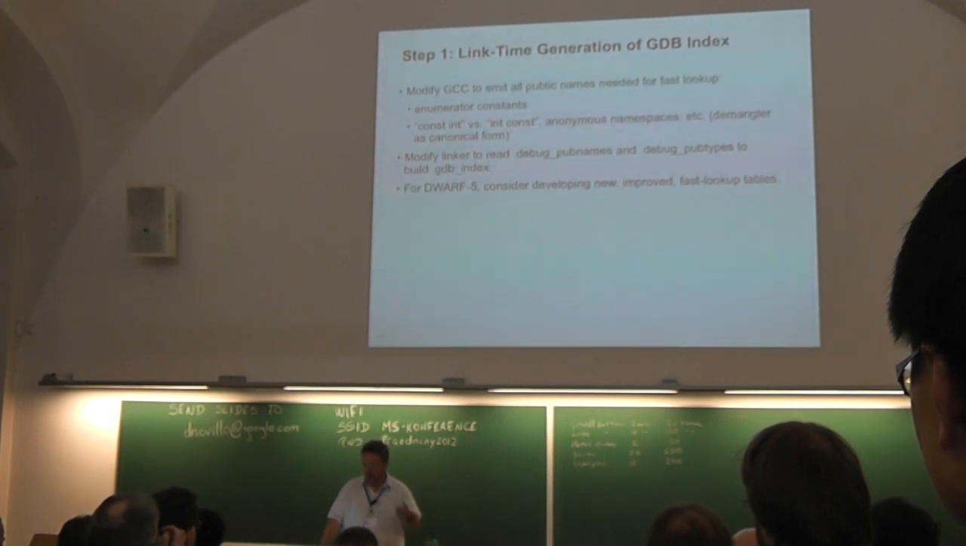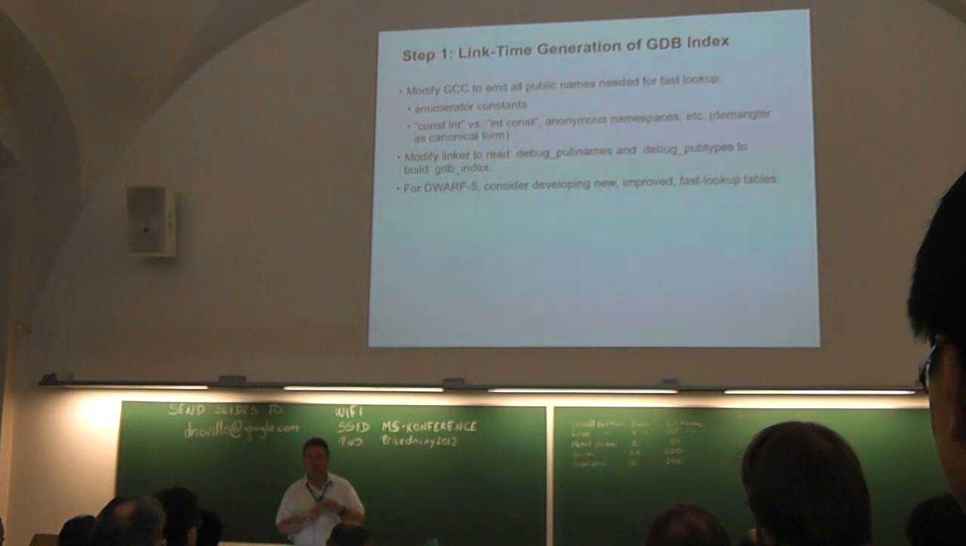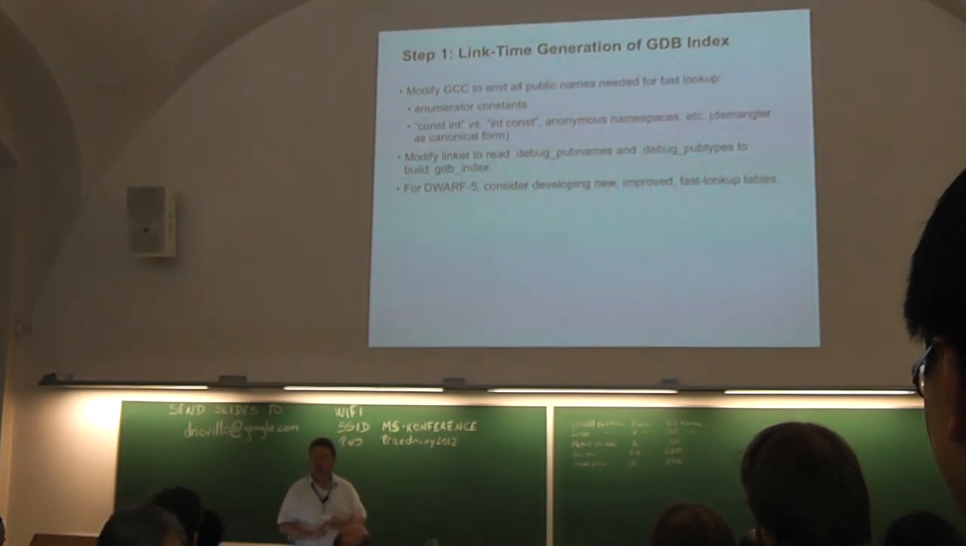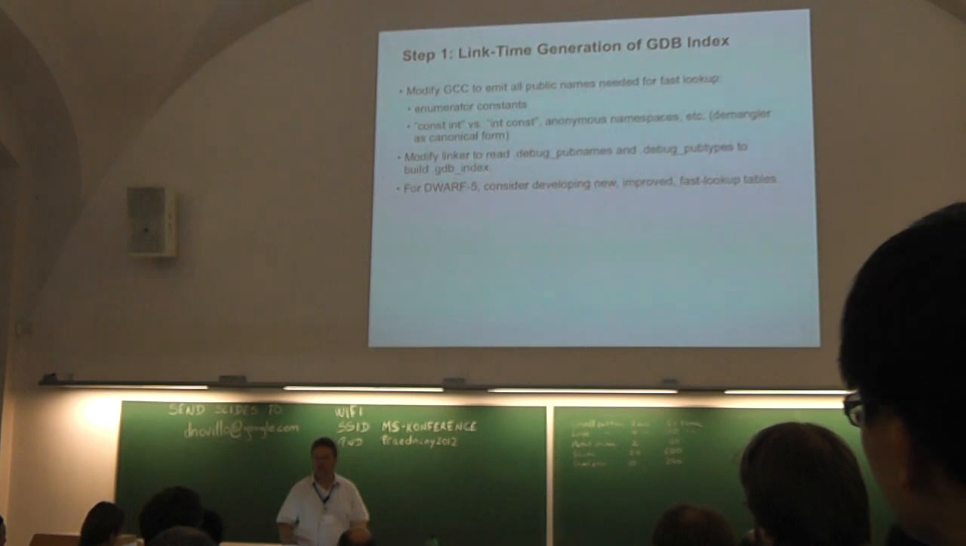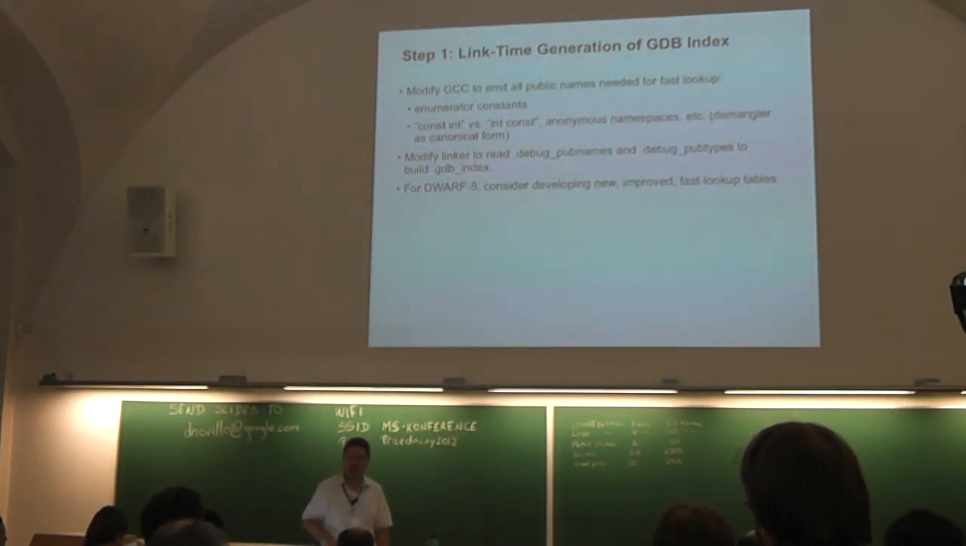And one thing that we'd like to consider in the future for DWARF 5 is actually building something better than what we have now. Debug pubnames, pubtypes, aranges are just not very good for GDB. We want something a little bit better, something more like GDB index in terms of speed of access, but probably something not taking up as much space as GDB index.